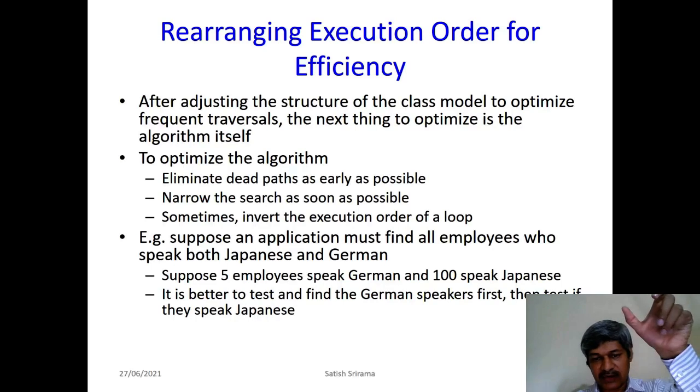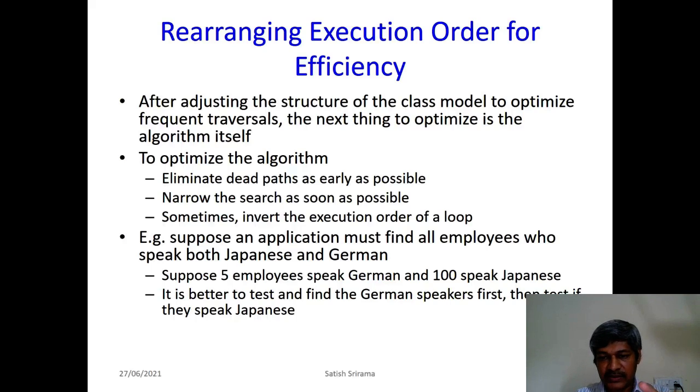You just get all the people who speak German first, which comes to 5, and matching them on whether they speak Japanese is pretty easy for you. You don't have to iterate so often through those loops. That's one way of optimizing. So you have to look for this sort of optimization of the algorithms itself.